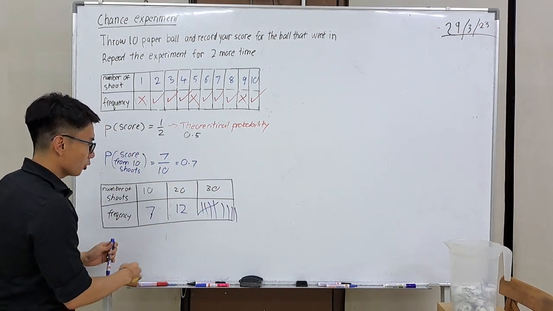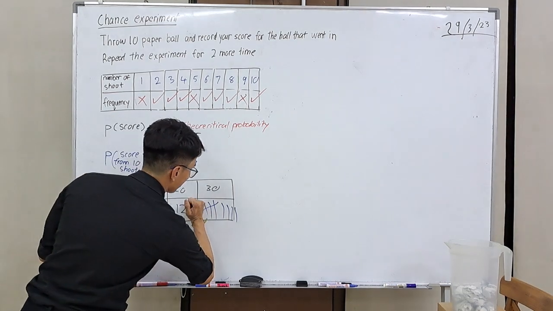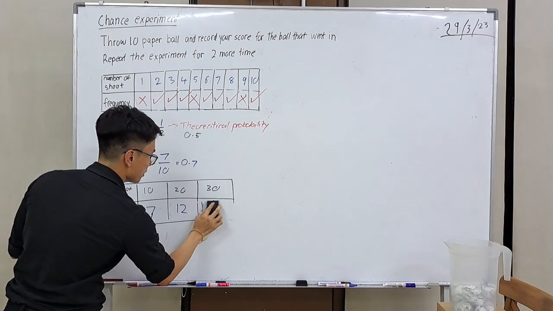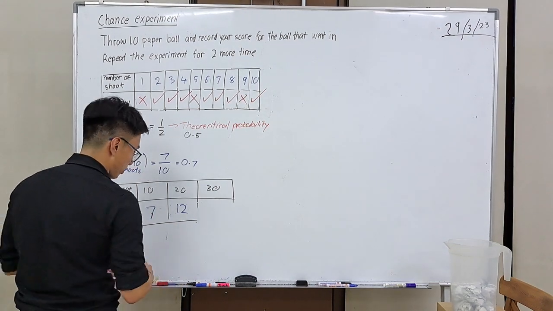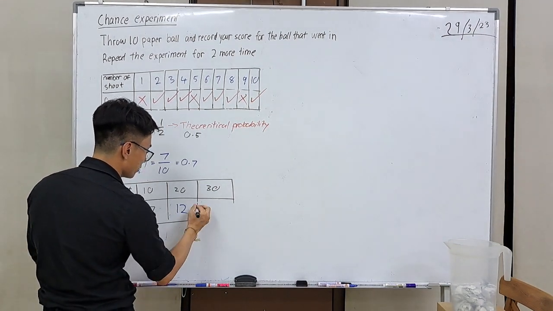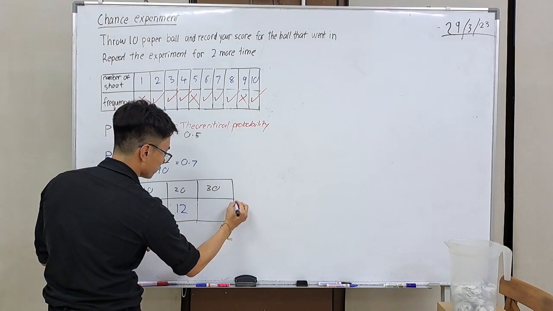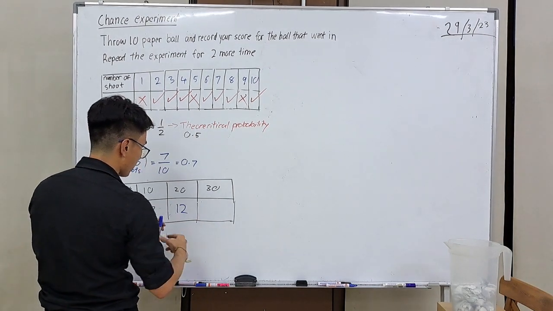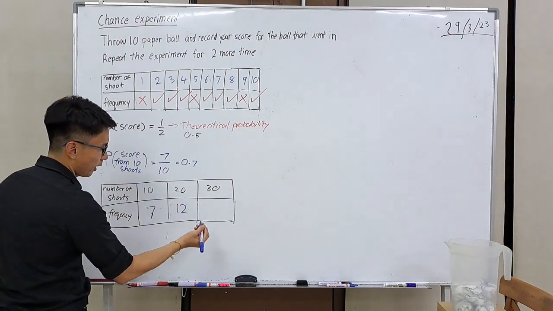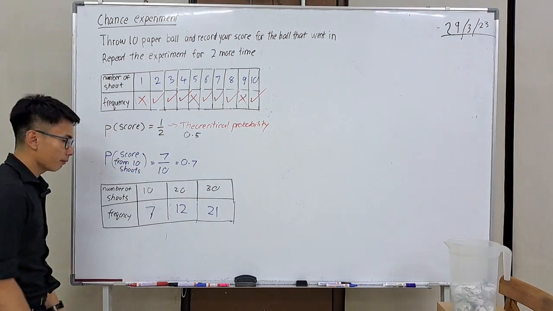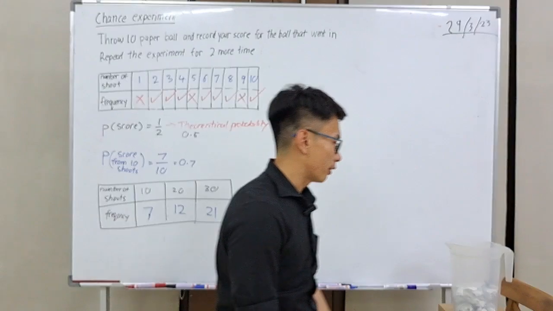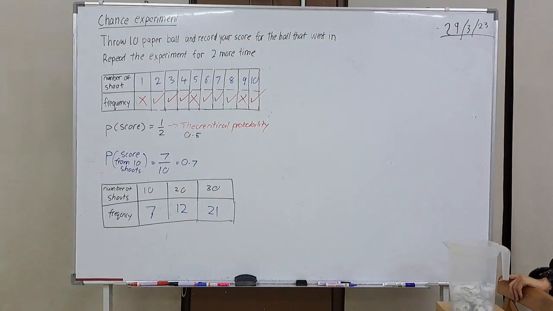So I scored 9 over here, which means I'm going to add 9 to this right now. 12 plus 9, I will get 21. Okay, so that's my result so far.